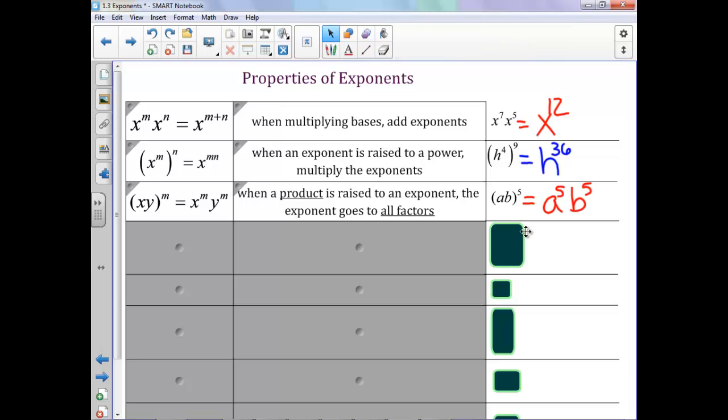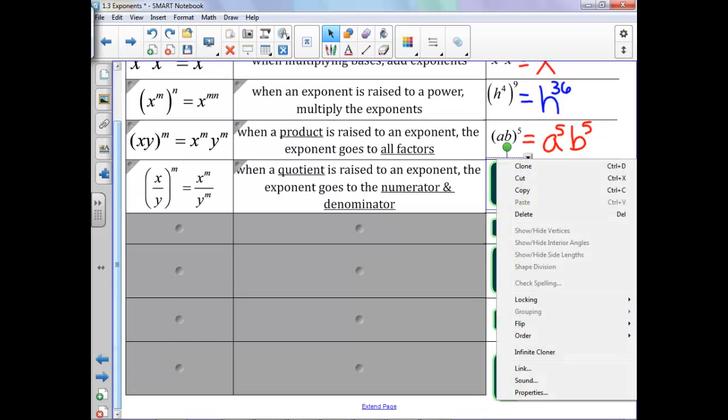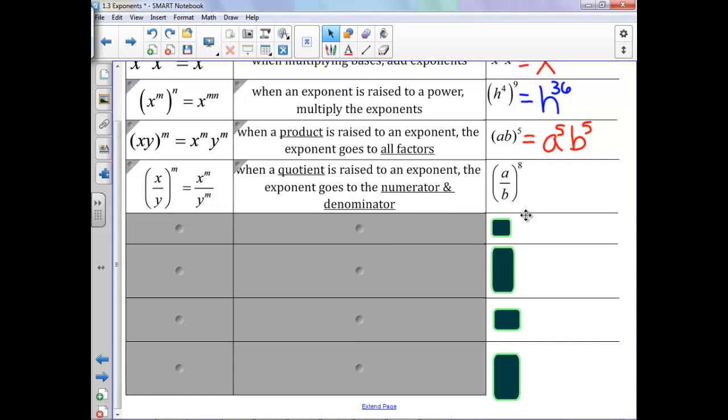And these are all just ways to simplify exponents. So next up, when you have a quotient raised to the exponent, it's the same idea as above. That exponent goes to both numerator and denominator. So this will be a to the 8th over b to the 8th.